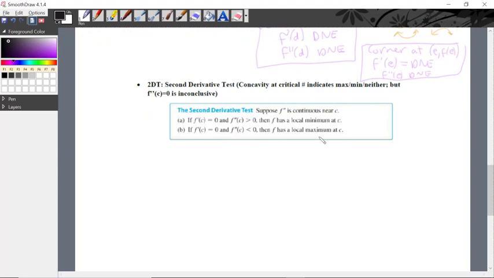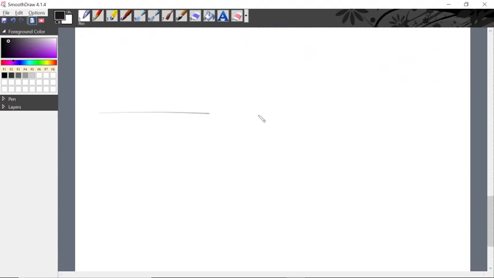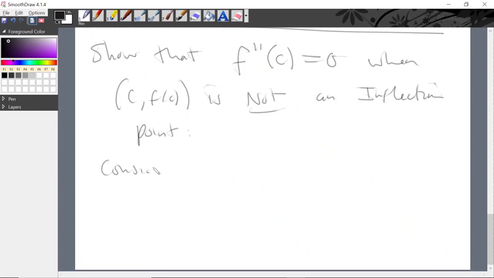Before we jump ahead to this thing called the second derivative test, let me show you an example of a function whereby the second derivative is equal to 0 at a point, but you do not have an inflection point. So let's choose a function whereby that would be the case. Let's consider the function f of x equal to x to the fourth. We know the graph of y equals x to the fourth. Remember that from algebra class, from pre-calculus class.